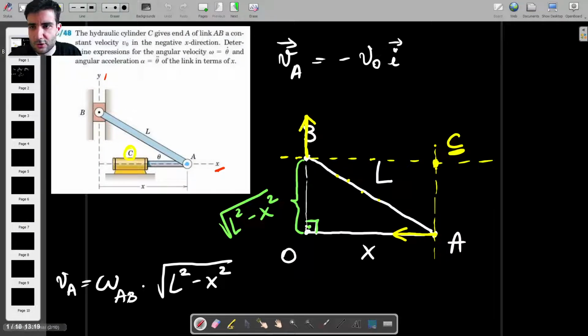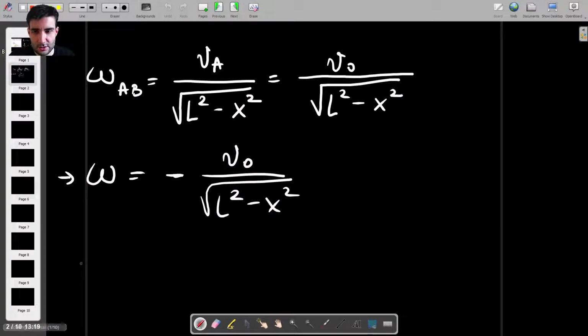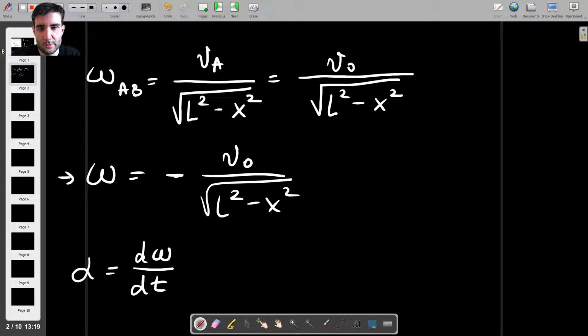So I think we solved half of the question, right? So we also have to find the angular acceleration now. To find the angular acceleration, all we have to do is just differentiate omega with respect to time. So in this expression for omega, we just have one variable because everything else is constant. V0 is constant, that's what the question tells us. L is constant because that's the length of the link, which is constant. So it's only x that depends on time, right? Because x is always getting shorter.